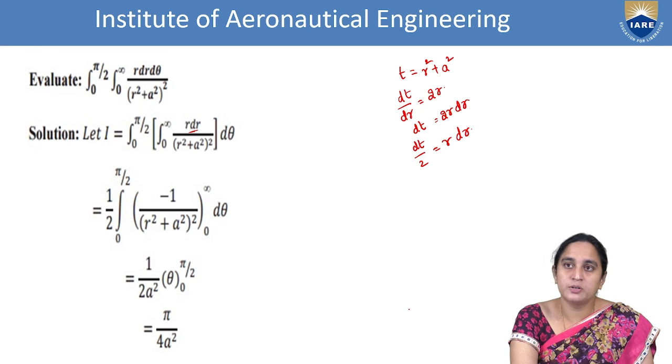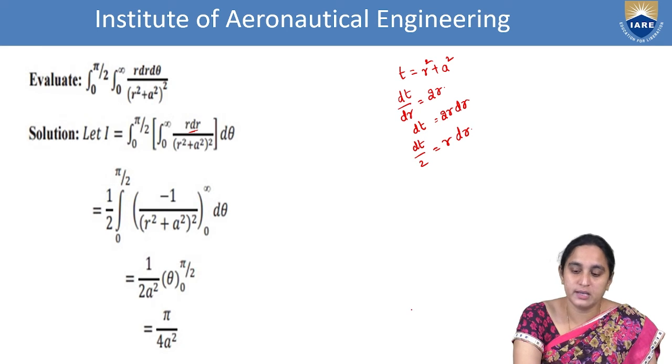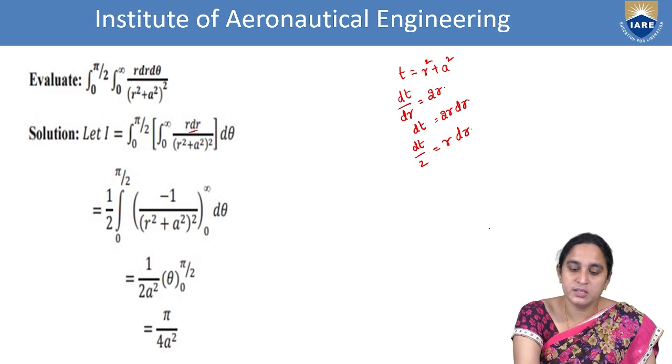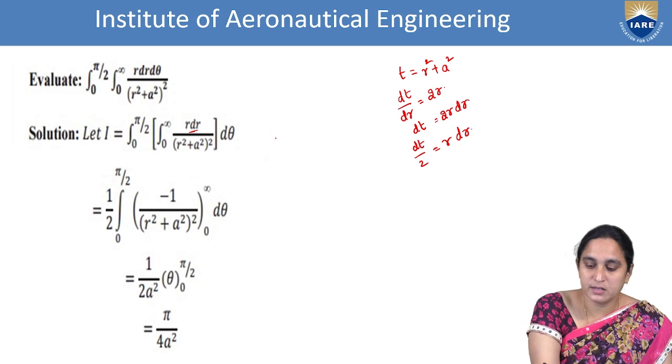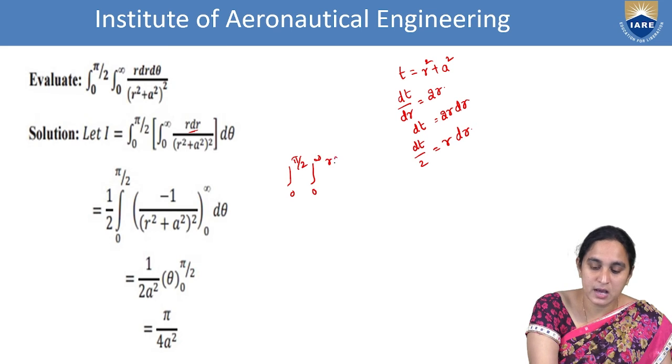dt by 2 is equal to r dr. Now I'm substituting this in the question. That is, the question has here the integral: integral 0 to pi by 2, integral 0 to infinity, r dr by (r square plus a square) whole square, into d theta.